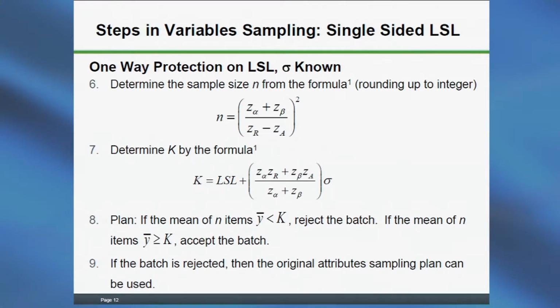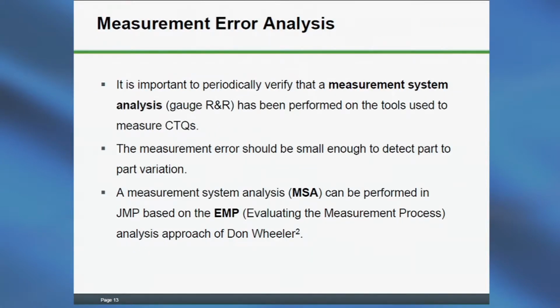And then the K formula is based on putting those together with the lower spec limit and then using the sigma that's in there. So the plan is if the mean of n items is below K, we'll reject the batch. If the mean of n items is greater than K, we'll accept the batch for a lower spec limit. And if the batch is rejected, go back to the original attribute sampling plan.